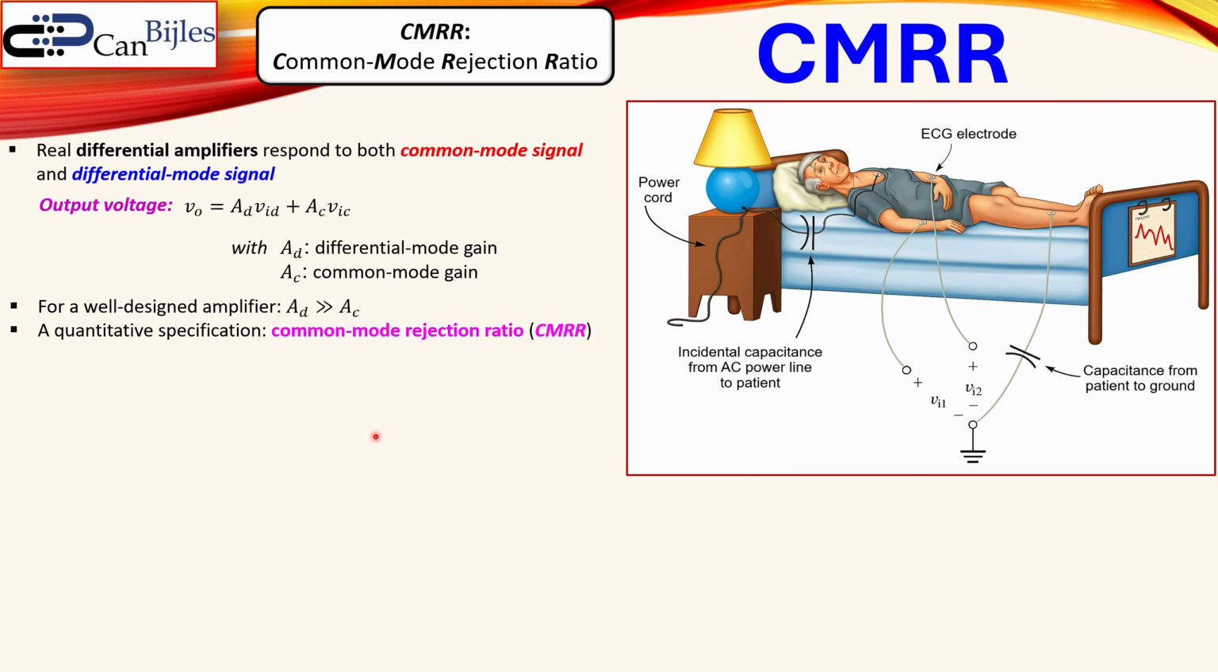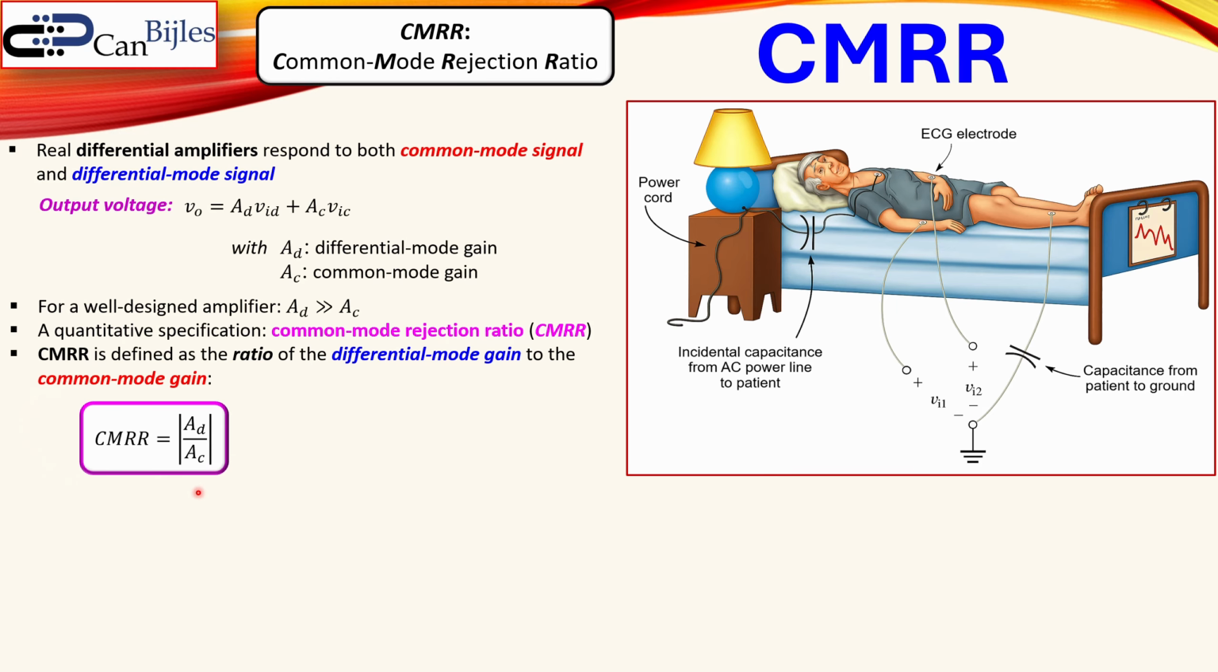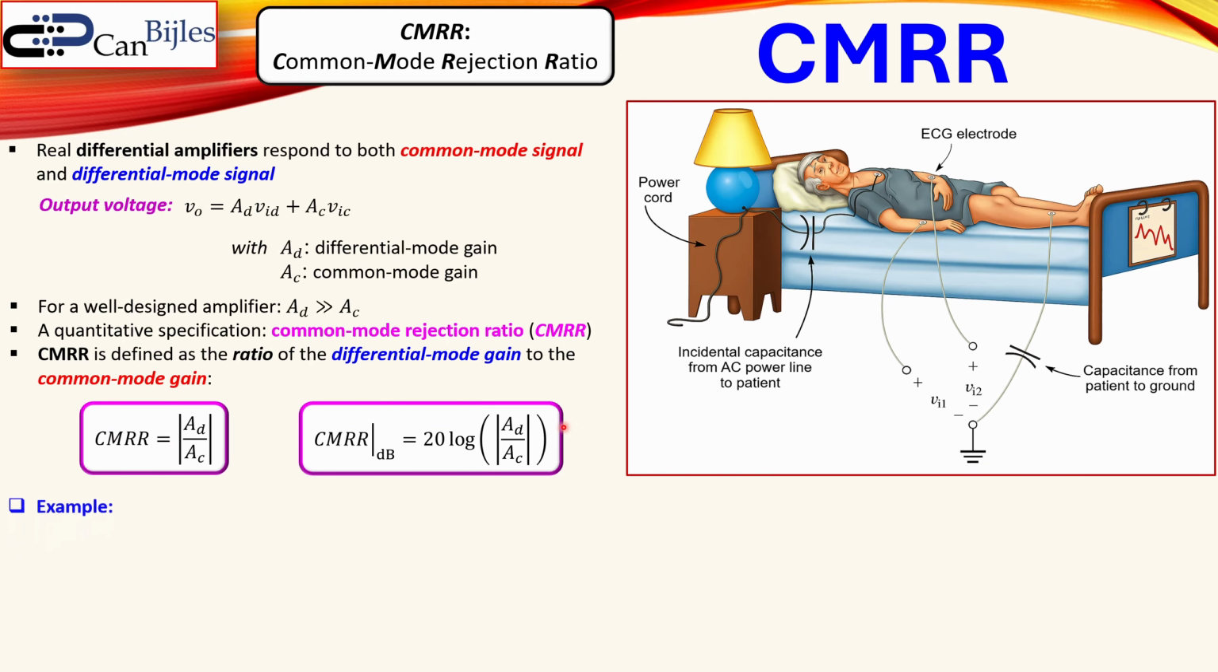And the specification, as said before, we would like to use is the CMRR, common mode rejection ratio. It is a quantitative specification that will reflect in numbers how good your rejection is. Our CMRR is defined as the ratio of the differential mode gain to the common mode gain. So the larger that one compared to the common mode gain, the better your CMRR. That is given here mathematically as the ratio AD over AC in absolute value. So we just look at the magnitude. You can also convert that into dBs by doing 20 log of that value. Let's see a simple example.